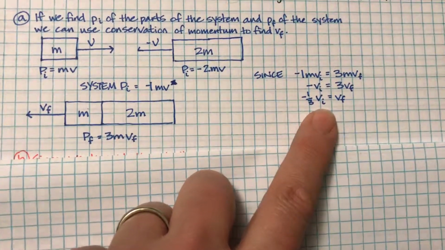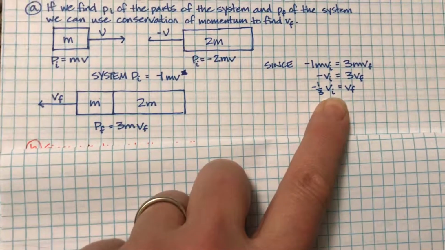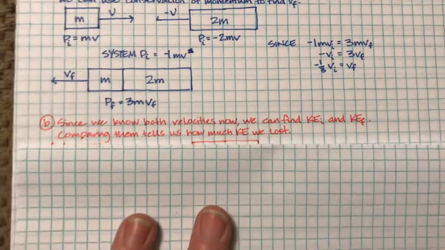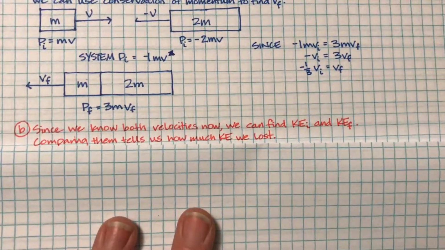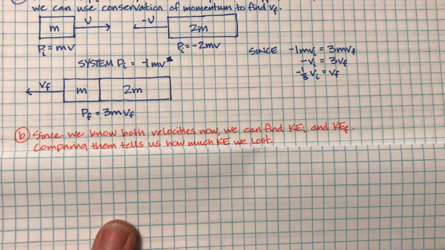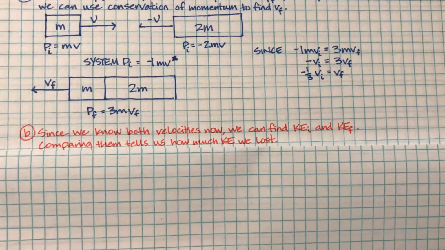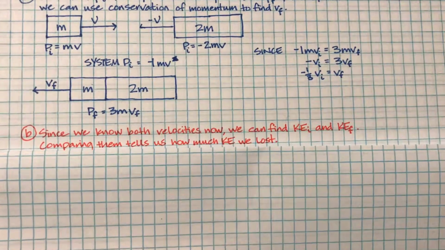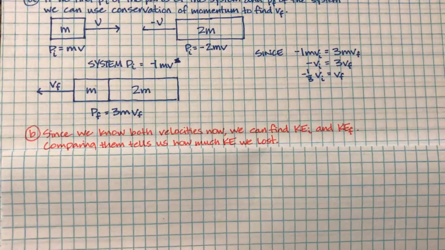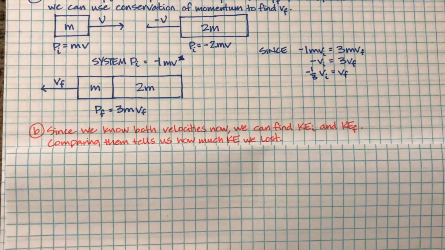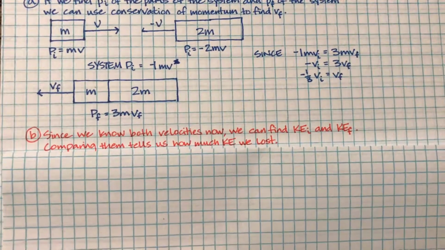Okay, so this is the important thing that we have to carry forward into the next step. We're going to leave it there, but we're going to come back and get it in a little bit. Moving on, since we know both velocities now, we can find the initial kinetic energy and the final kinetic energy. Comparing them tells us how much kinetic energy we lost. So we can just do a kinetic energy problem for the initial conditions and the final conditions here.